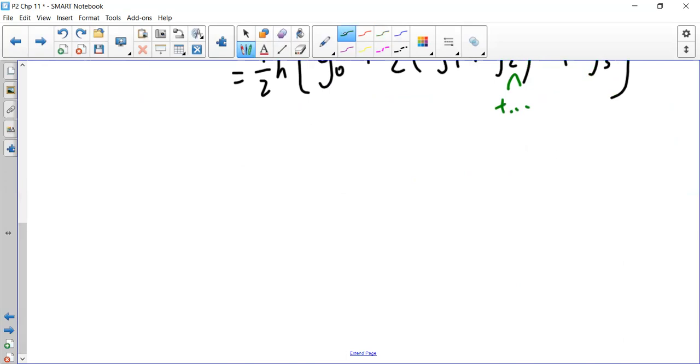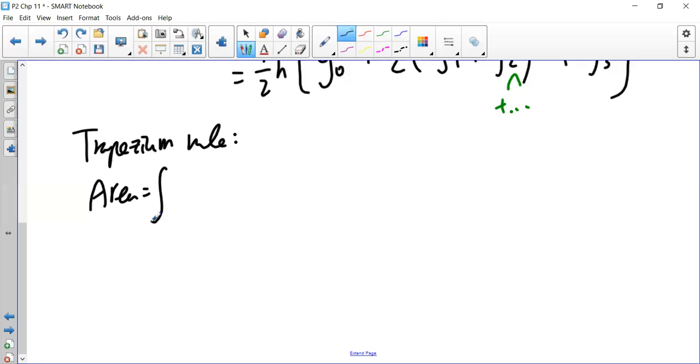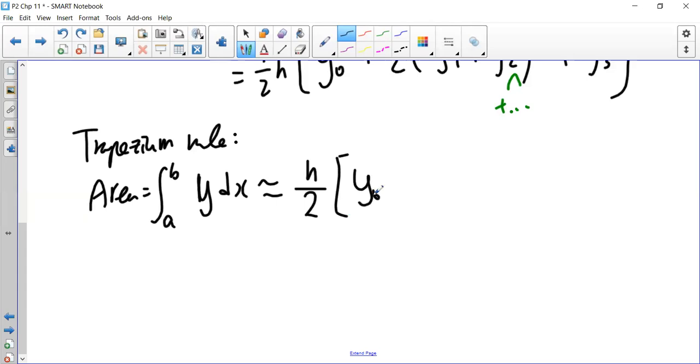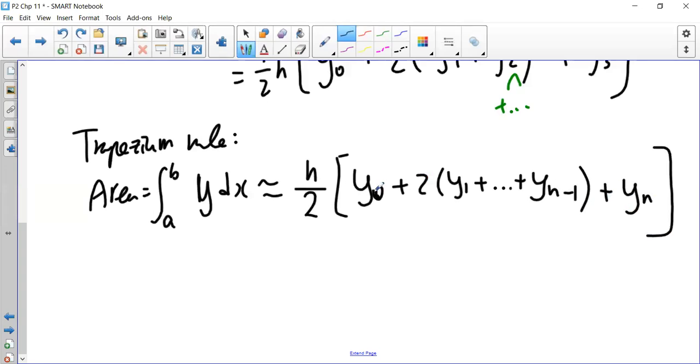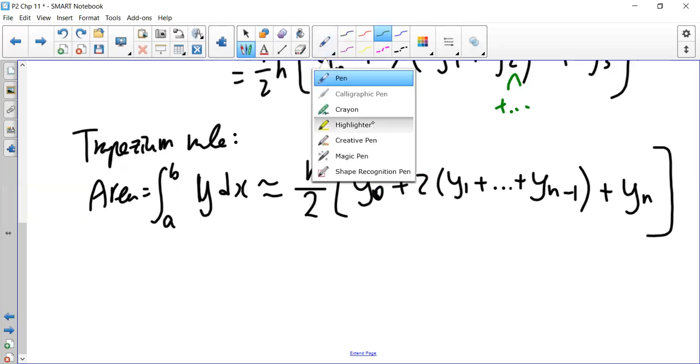There's also the formula booklet as well. So you want to write down the trapezium rule. Trapezium rule. So the area equals the integral of y dx from a to b normally. Now it's roughly equal to h over 2, half times height, times y0, the first term of y, plus 2 times y1 plus dot dot dot up to the second last term, so it'll be n minus 1, plus the last term, the nth term, yn. So that's the trapezium rule.